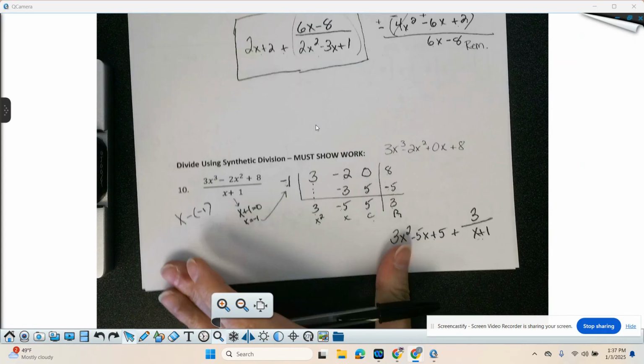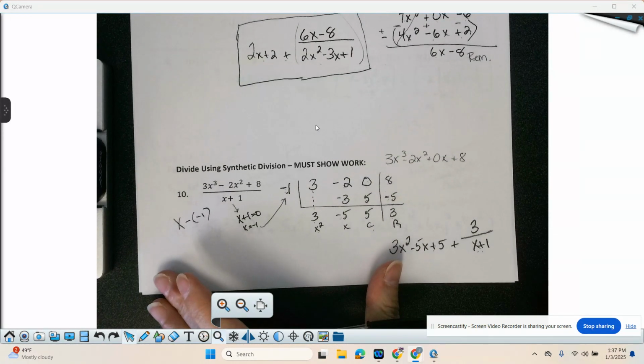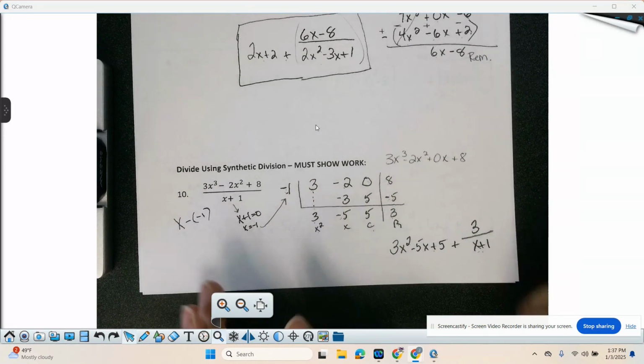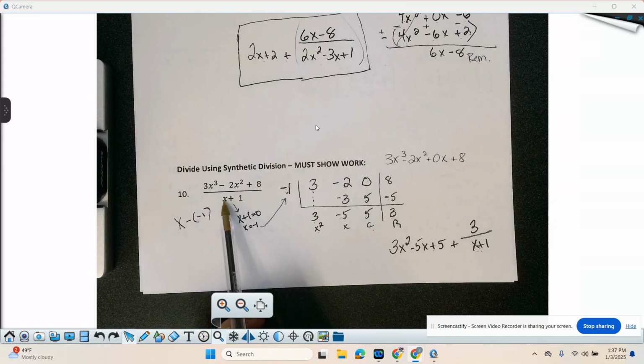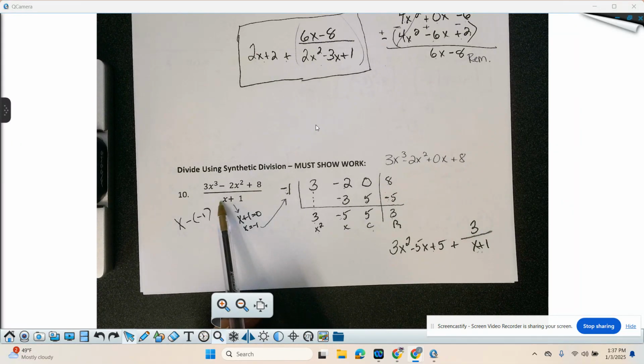And the last one is using synthetic division. The first thing you have to decide is, can you do synthetic division? Are you dividing by x by itself, x plus or x minus a number? This cannot have an exponent. It cannot have a coefficient. It has to be the letter x, a letter, so usually x, either x plus or x minus a number. Yes, we can do synthetic.